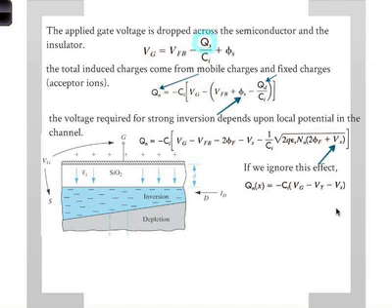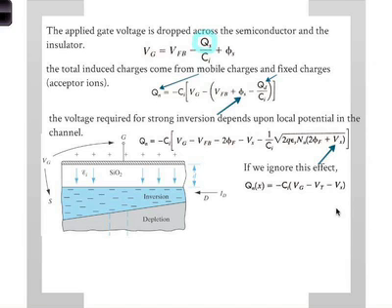So essentially, it is treating the metal oxide inversion layer as a parallel plate capacitor. How much charge is stored in there? It's capacitance times the voltage drop. So it becomes a very simple model to think about.